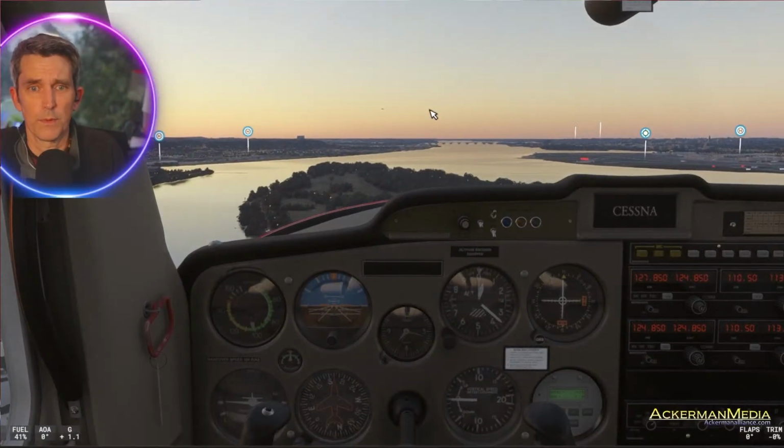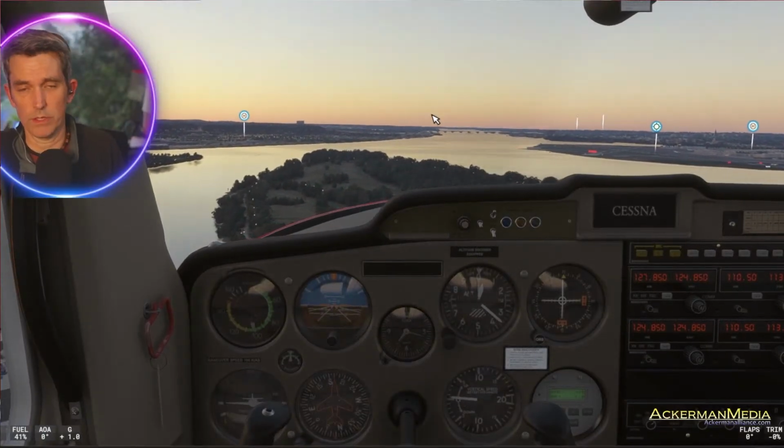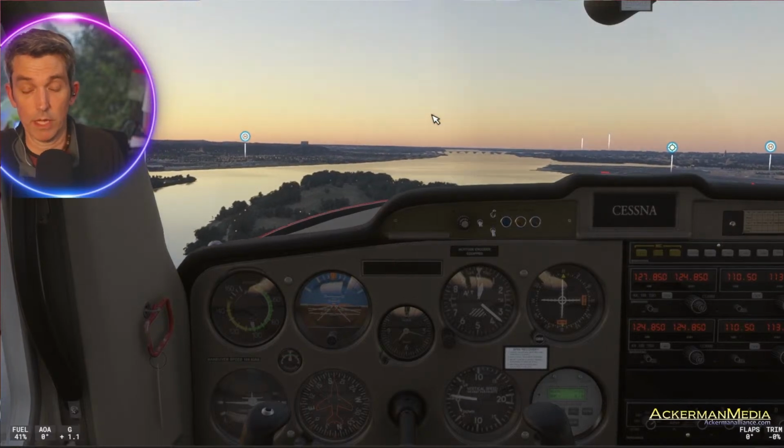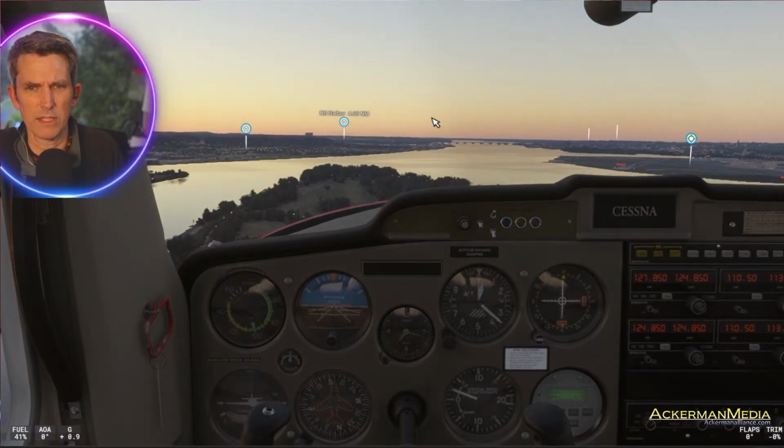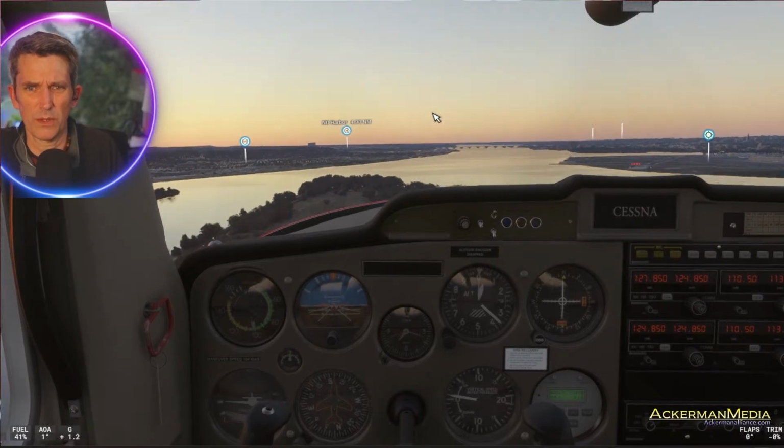Localizer is left and right. Glide slope is up and down. Whether it's zero visibility or some visibility, they make a decision when they reach a certain height as to whether or not they can see the runway.